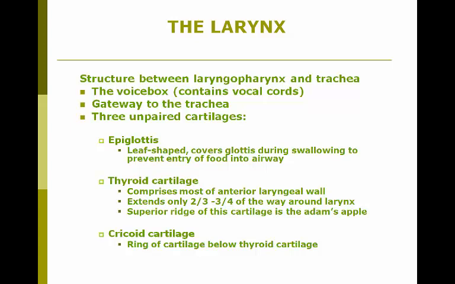You don't have to know the paired cartilages, but I would like you to know the unpaired cartilages. The first one listed is the epiglottis, or the epiglottic cartilage. This is a leaf-shaped structure. We saw it on a previous slide on the CAT scan.